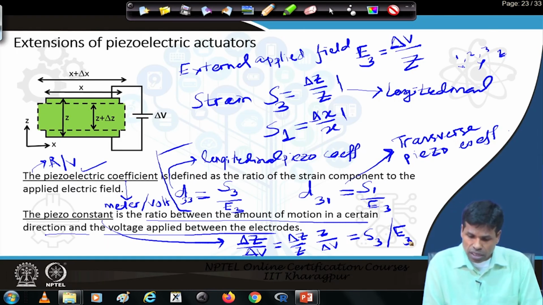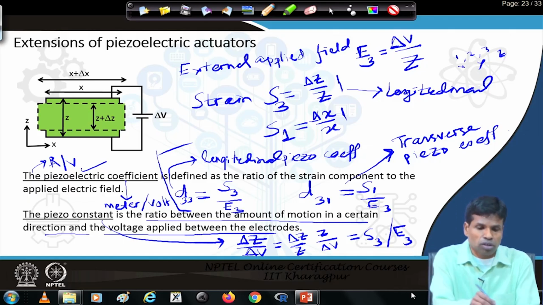As we see here, in this case the piezo constant does not depend on the dimension of the piezo plate or piezo material.